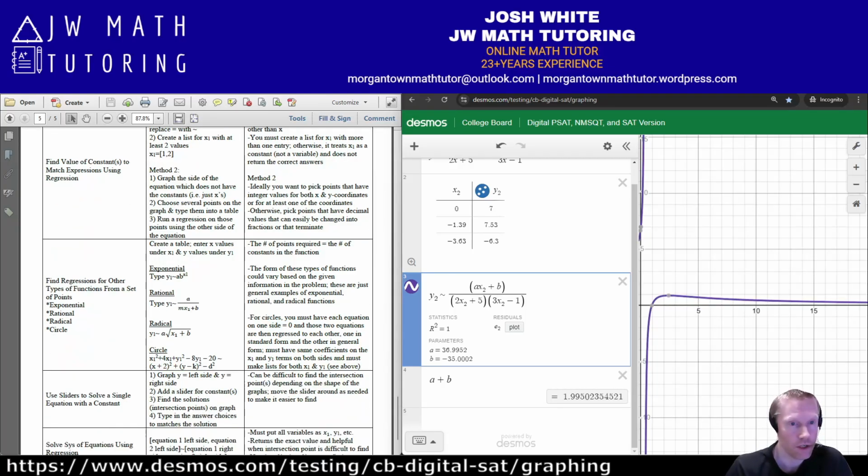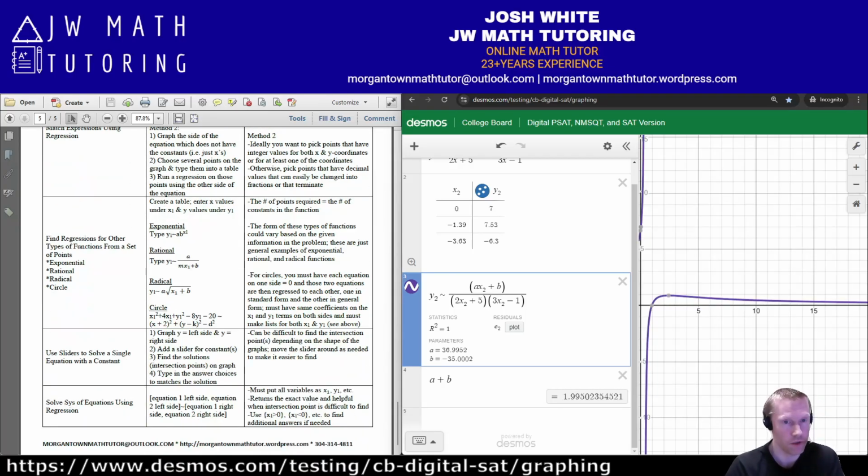All right, so next we're going to talk a little bit more about regressions. Now, these are going to be very similar to the linear regression that I looked at in the core skills video, but some of these are a little bit more complicated. Basically, you have exponential regression. There, you can also do rational function regression. You can do radical function regression, and you can also do regression with circles. That's a special case, so I'll talk about that after I go through these other types.